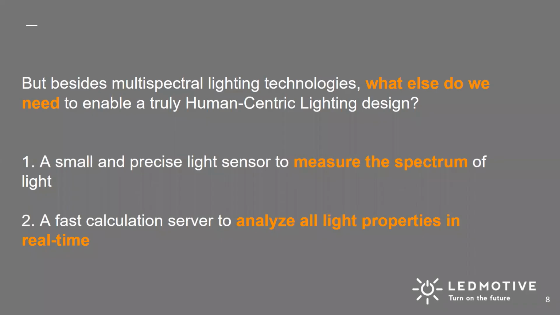So we have seen that spectrally tunable lighting systems are important for human-centric lighting designs, because then you can design spaces with the whole spectral shape of light.